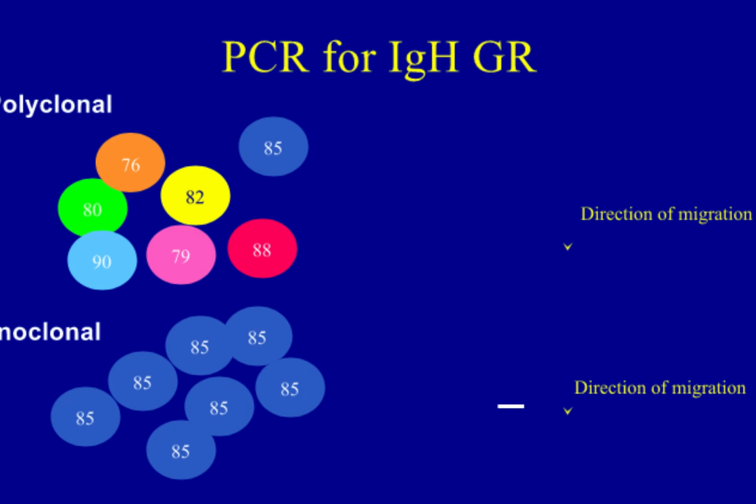But in the monoclonal situation where it's all the same size, we can see this one I selected out maybe has 85 base pairs to the part of the immunoglobulin gene that we're looking at, and we can amplify that and then size it and see that we don't have lots of sizes of this particular piece of DNA. We have only one size. That means it's monoclonal. Doesn't necessarily mean it's malignant, but it means it's monoclonal.